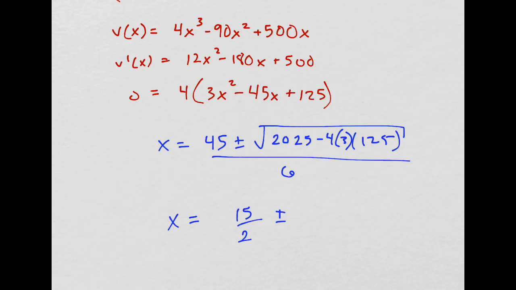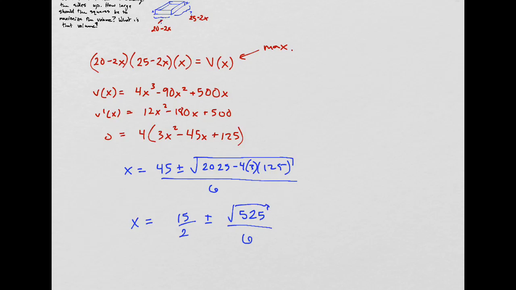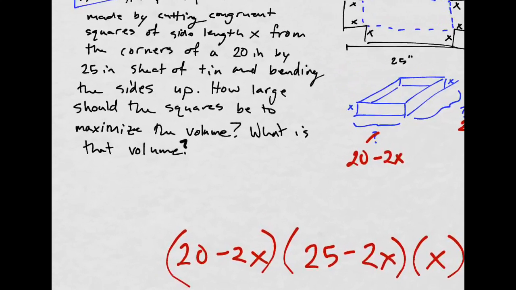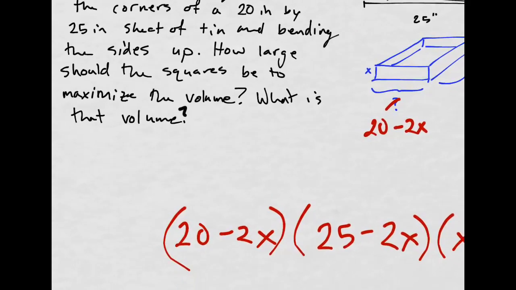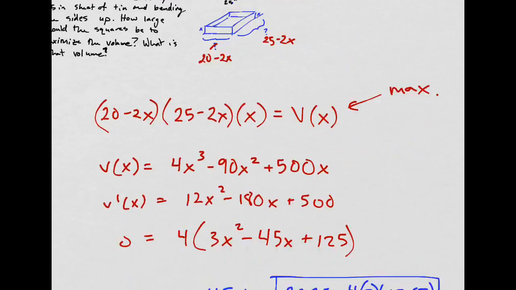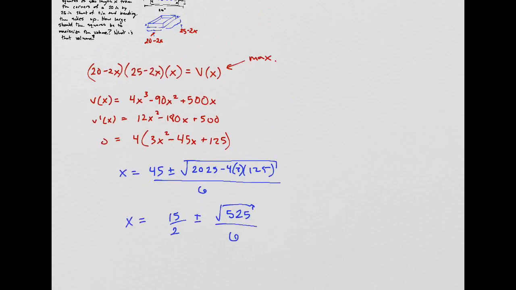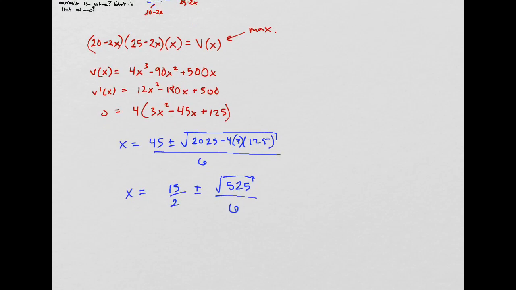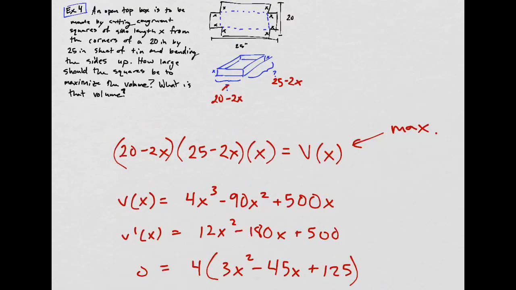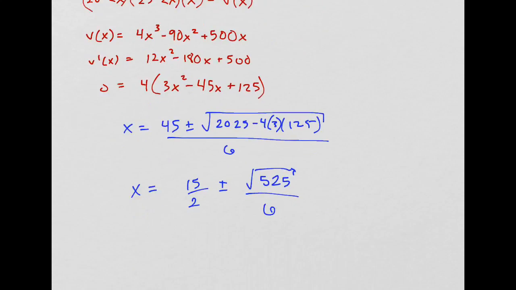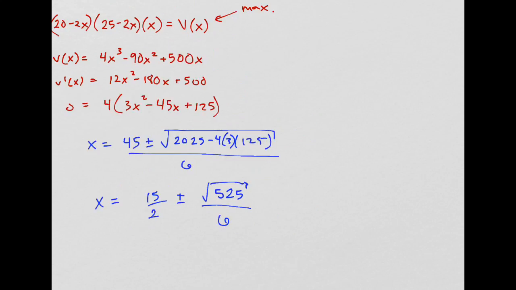Plus or minus the square root of 525 over 6. This is crazy. But what am I getting here? How large should the squares be to maximize the volume? So I'm thinking I did it, but I'm going to check and make sure. Definitely the volume is maximum when x equals this, but I'm going to check with my sign chart.